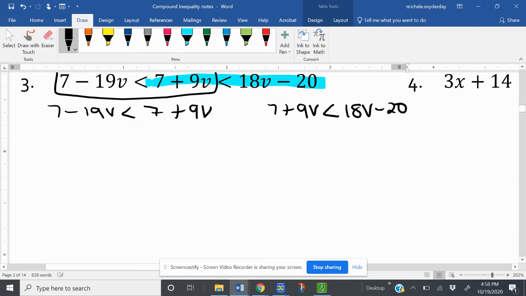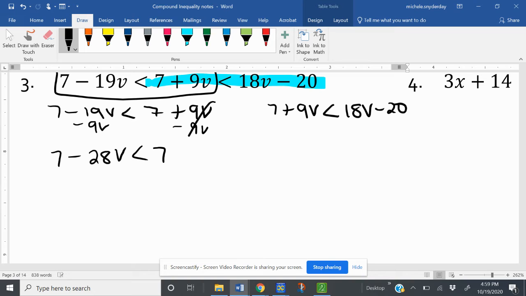All right, let's see. I guess we can go ahead and subtract 9b on both sides. Those go away, negative 19 and negative 9. It gives us a negative 28b is less than 7. All right, we'll subtract 7 on both sides, and we end up with negative 28b is less than 7 minus 7, which is 0. We're going to divide both sides by a negative 28.